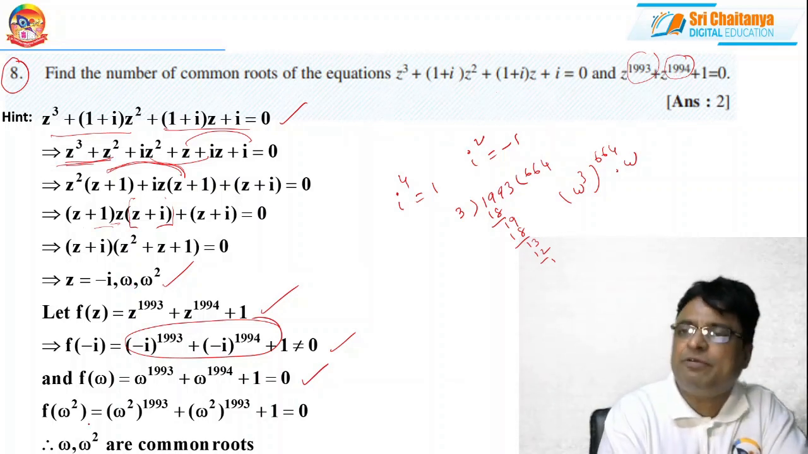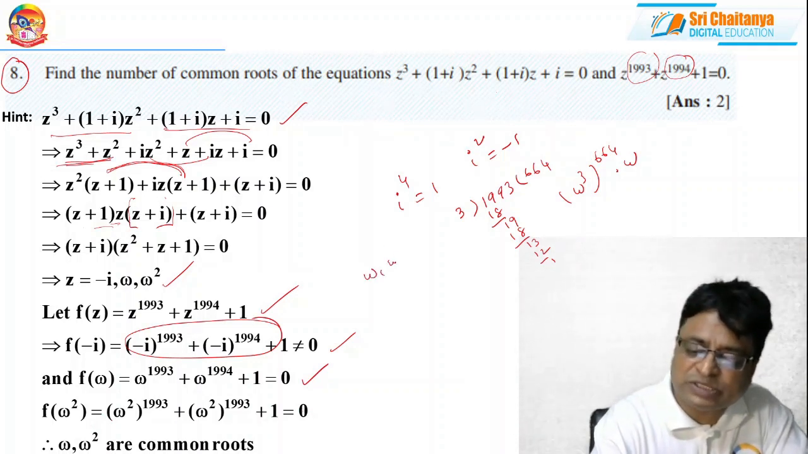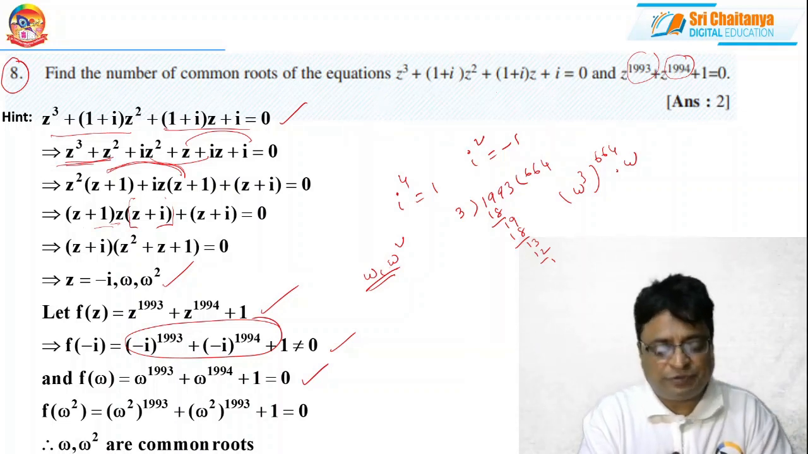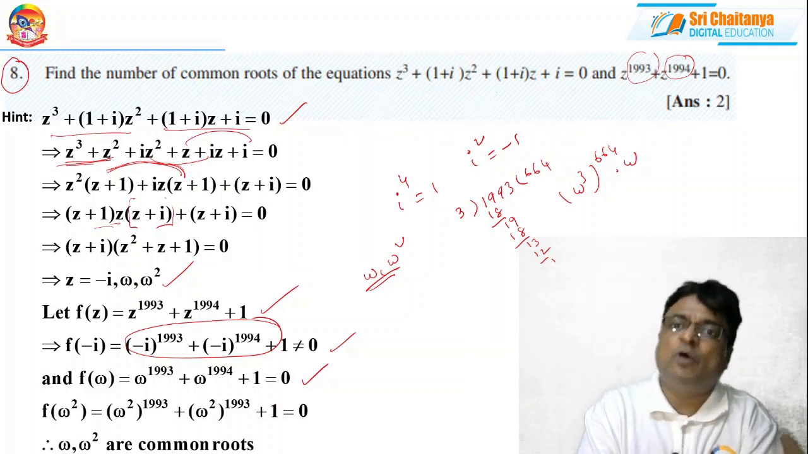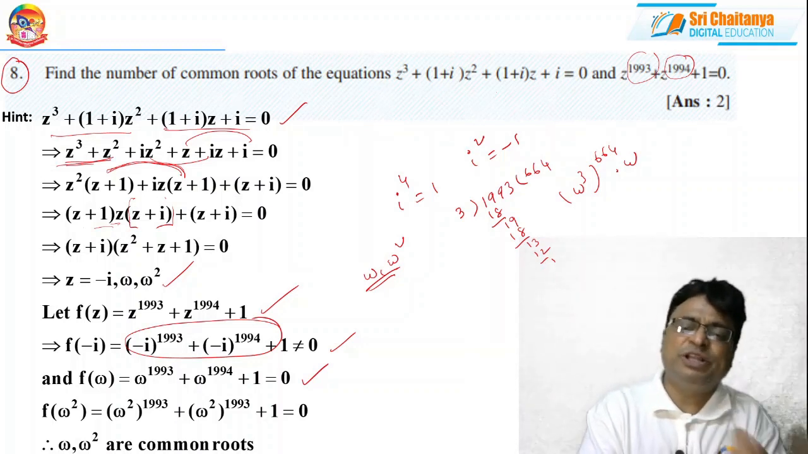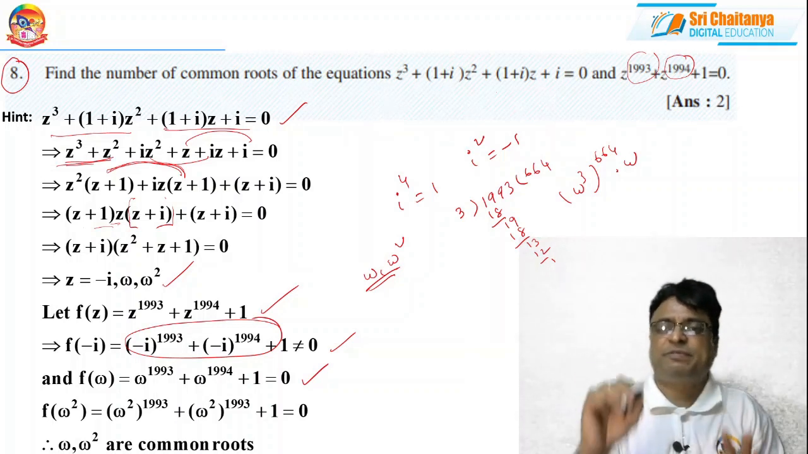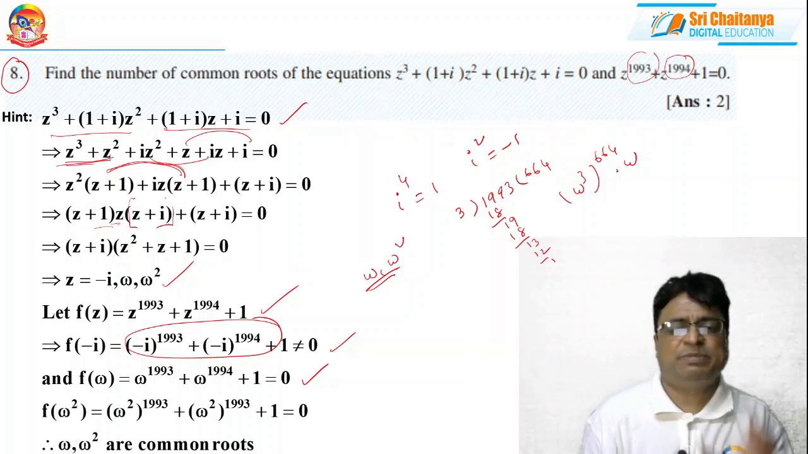Similarly, you find f of omega square. That also becomes 0. That means omega and omega square are the common roots of the equations. How many roots? 2 roots. So they may ask a question like this: what are the roots and how many common roots? So both ways we can expect it, in the form of integer type questions or in the form of objective type questions. We can expect this kind of model for competitive examinations. Very nice and simple problem.